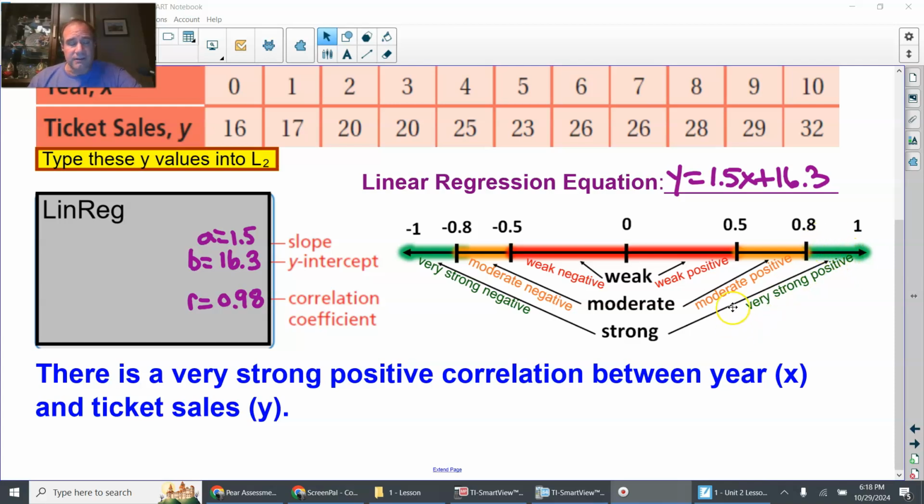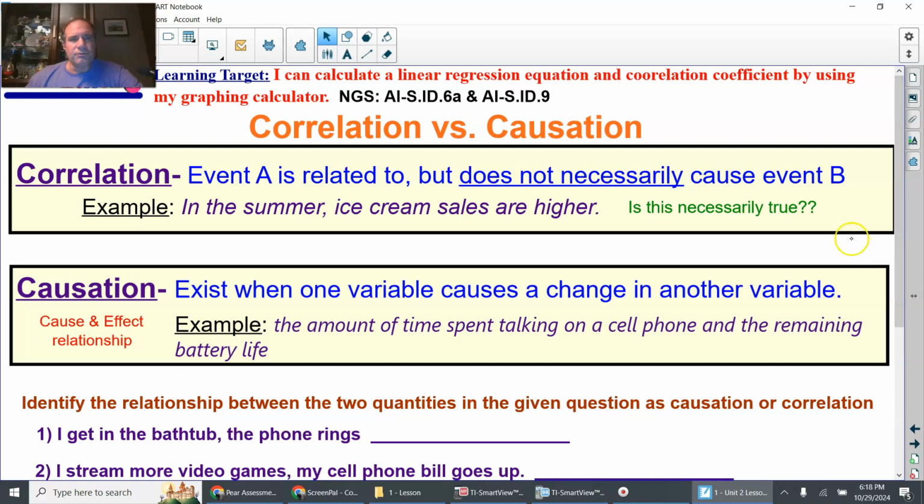So that means this trend line is very good as far as being a positive correlation, a strong positive correlation. It means those points are really clustered around that trend line and close to that trend line. So going to this right here, correlation versus causation, it's a little bit different here, changing gears. The correlation: event A is related to, but does not necessarily cause, event B.